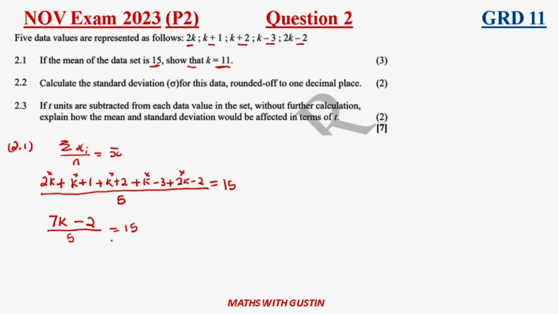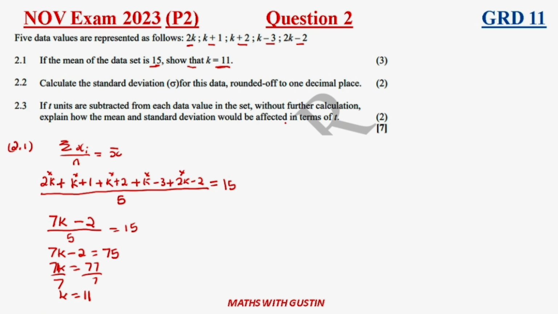If you cross multiply, 5 times 15 gives us 75, and on the other side we have 7k minus 2. Then you take the 2 to the other side, which gives us 7k equals 77. Divide by 7 on both sides. Therefore k is equal to 11. We have successfully shown that k is equal to 11.